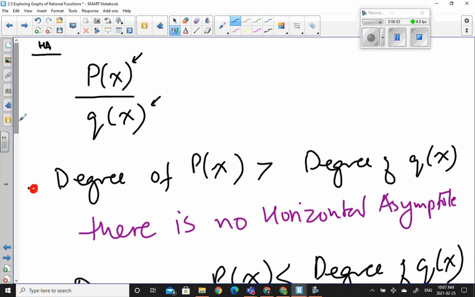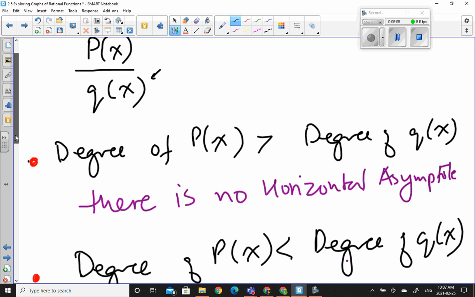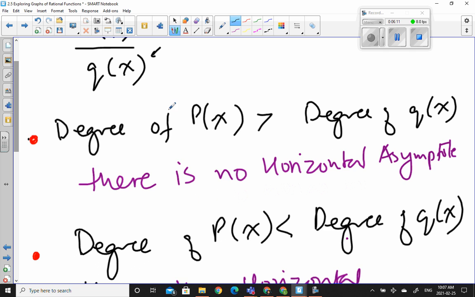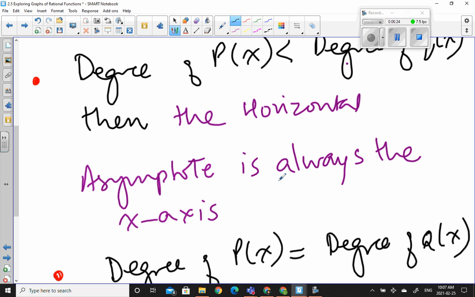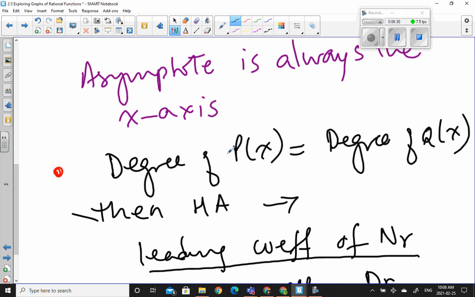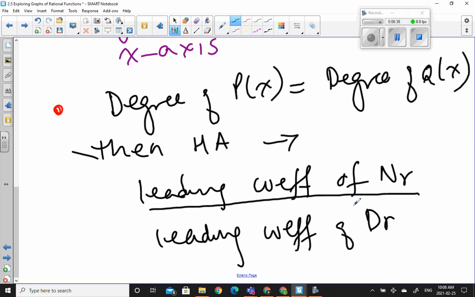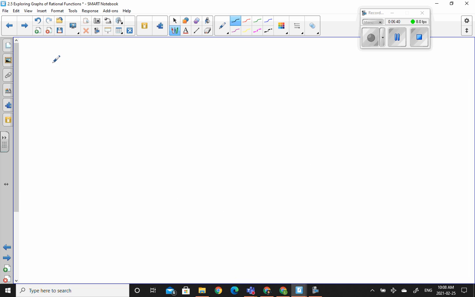So look at the degree of the function and then decide based on the degree of both the numerator and denominator what the case is. If the degree of the numerator is greater than the degree of the denominator, there is no horizontal asymptote. If the degree of the numerator is less than the degree of the denominator, then there is a horizontal asymptote, which is by default always the x-axis. And if the degree of the numerator equals the degree of the denominator, then you would divide the leading coefficients of the numerator and denominator. So I'll give you an example of each of those cases.